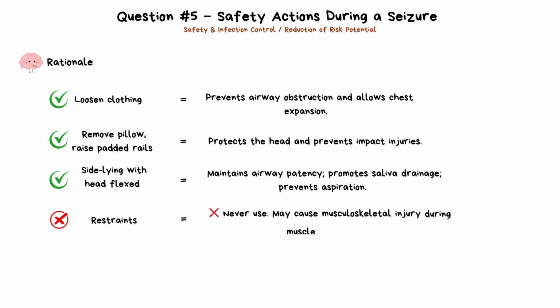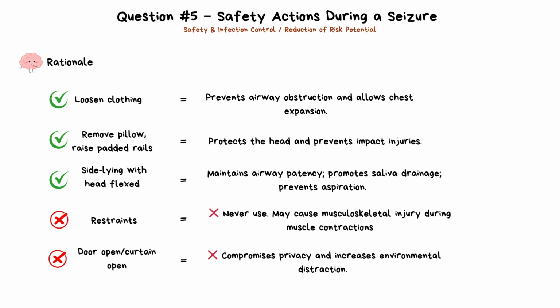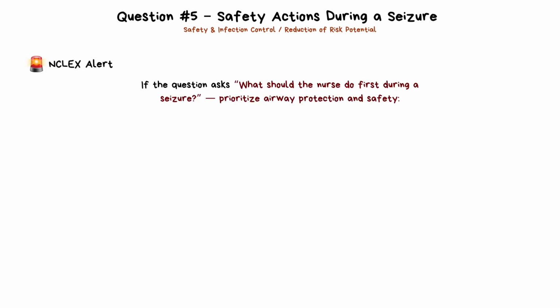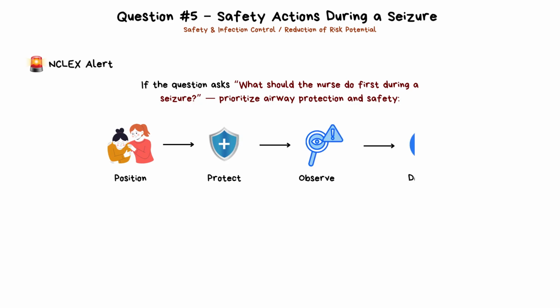Now, the actions to avoid. Restraints should never be used. Strong muscle contractions can cause fractures or soft tissue injury. And keeping the door open might let help arrive faster, but it compromises privacy and adds unnecessary noise and distraction. Here's your quick NCLEX safety pattern to remember. Position, protect, observe, document. If a question asks, what should the nurse do first during a seizure? The answer is always about airway and safety.